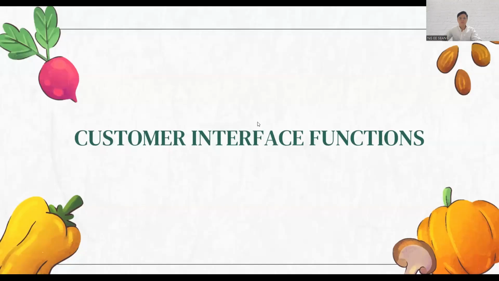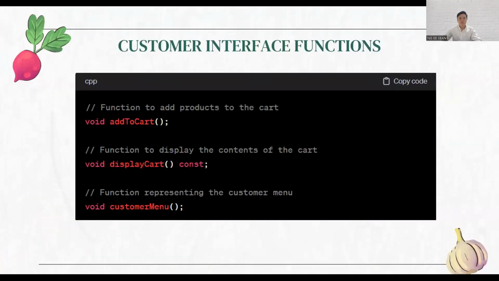I am Muniandy. Now I will be in charge of talking about the customer interface functions. The customer interface functions consist of three primary functions. First is the add to cart function, which allows customers to add products to their shopping carts. Second is the display cart function, which displays the contents of the customer's shopping cart. And the last is the customer menu function, which presents a menu to the customer with options to add products to the cart, view the cart, or exit.